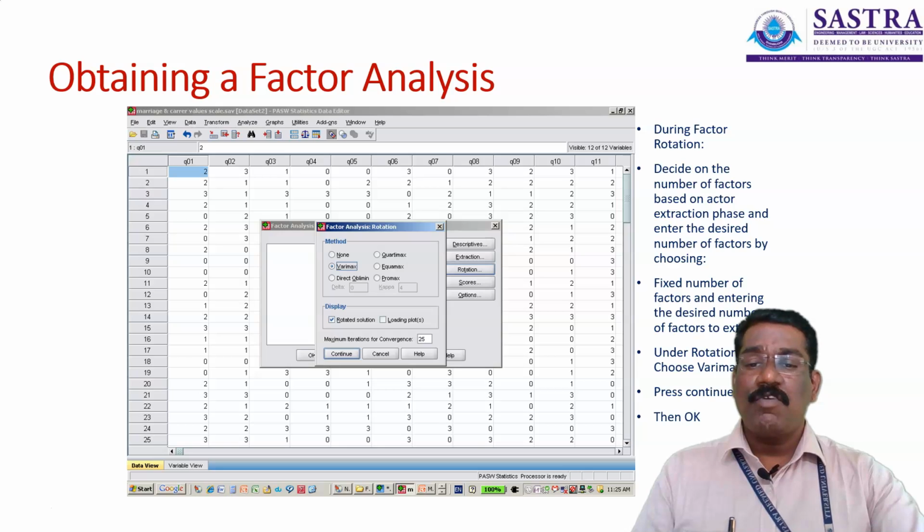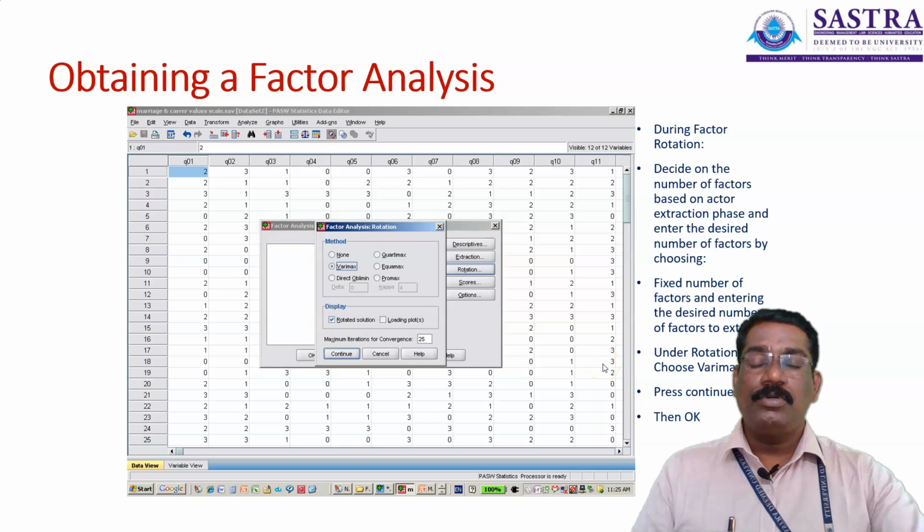Otherwise, you don't want to go for a fixed number of factors. Under rotation, choose Varimax, press continue, then hit the OK button. Once you have done it, you will get the output. I've shown you the output in my session and explained how to interpret it.